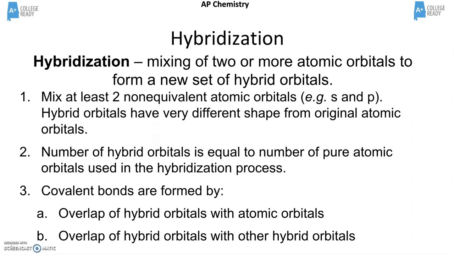After you've taken a moment to look at the hybridization points that I've listed here on 1, 2, and 3, notice on 1, two non-equivalent orbitals, such as s and p, will make that different shape. 2, equal to the number of pure atomic orbitals used in the hybrid process. And number 3, the overlapping of those atomic orbitals with other hybrid orbitals.